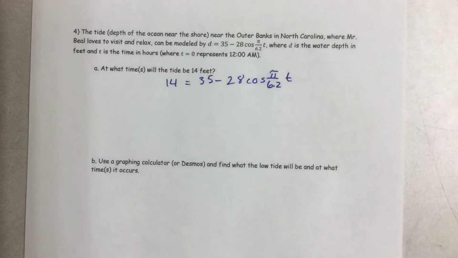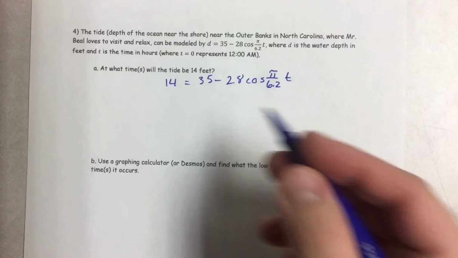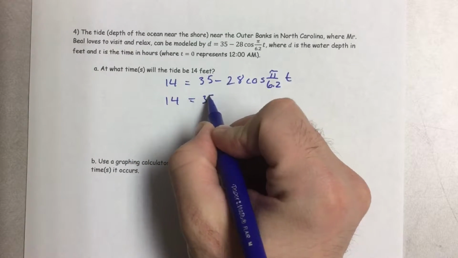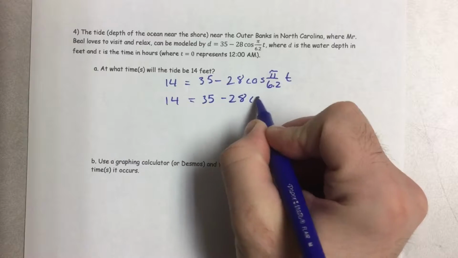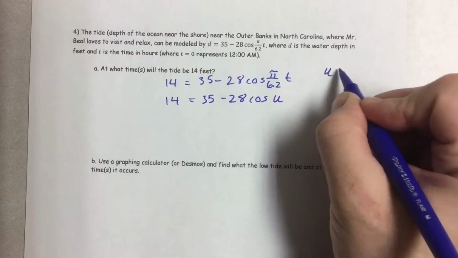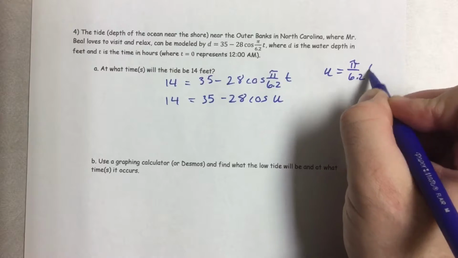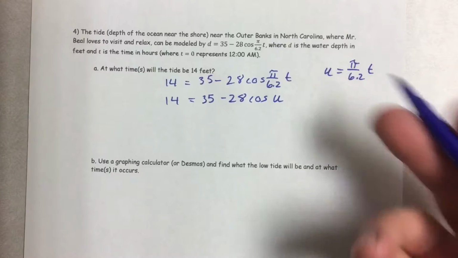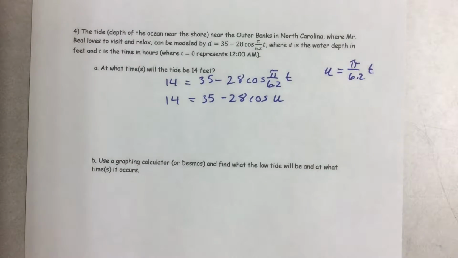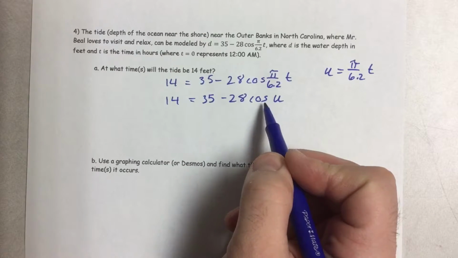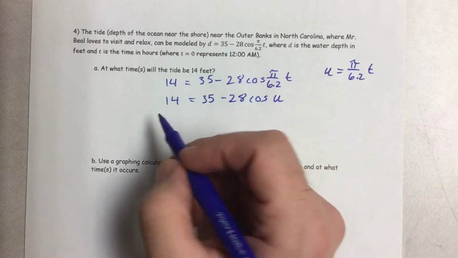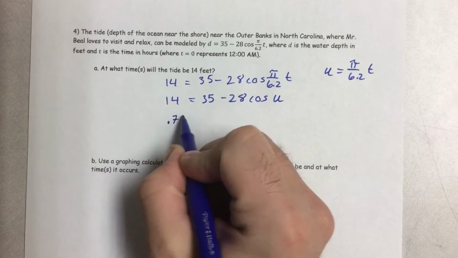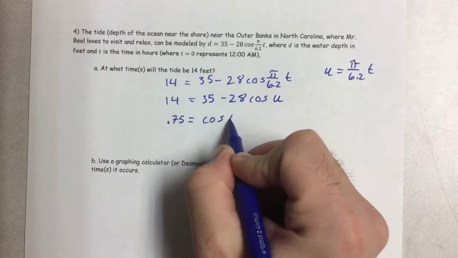So the technique you just saw using blob, or really you'll often see me just use u. What I can do here is rewrite this as 14 equals 35 minus 28 cosine of u, where I'll put u equals pi over 6.2 t. And I'll solve for u, but then I'm going to substitute u back in and then solve for t. So what that looks like for us is, in solving for cosine, so you're subtracting and then dividing, we get 0.75 equals cosine of u.